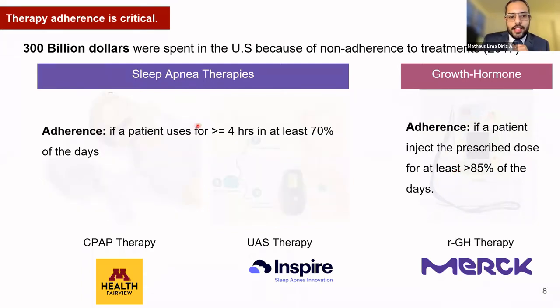Well, in the case of sleep apnea, if a patient uses their device, be it the CPAP device or the UAS therapy, for more than 4 hours in at least 70% of days, we would consider them adherent to the therapy. On the other hand, for the growth hormone therapy, if a patient injects the prescribed dose in at least 85% of the days, which in a 1-week scenario means that the patient can miss at most 1 day, they would still be considered adherent.